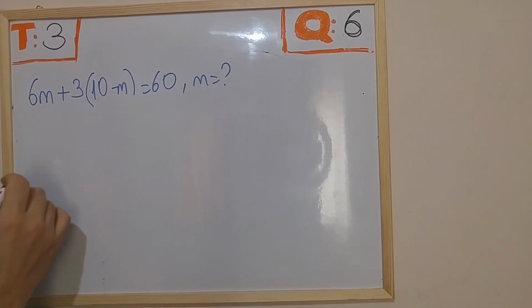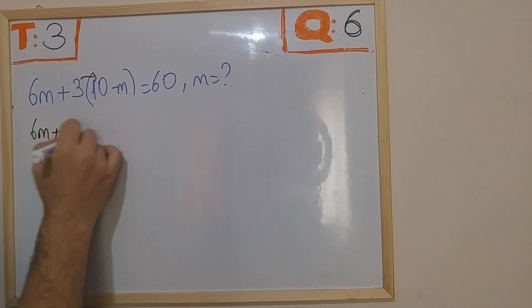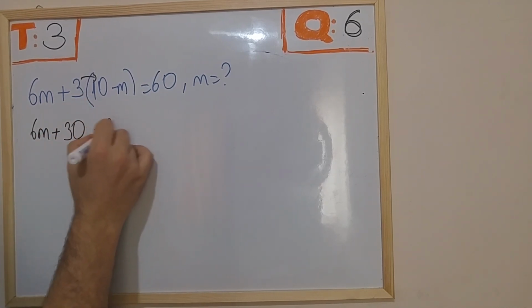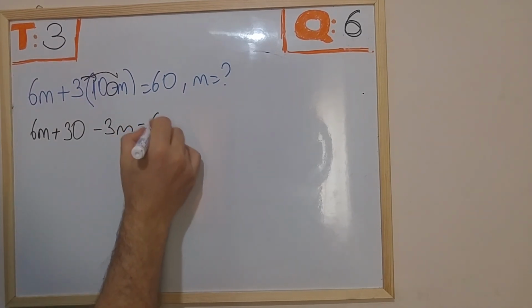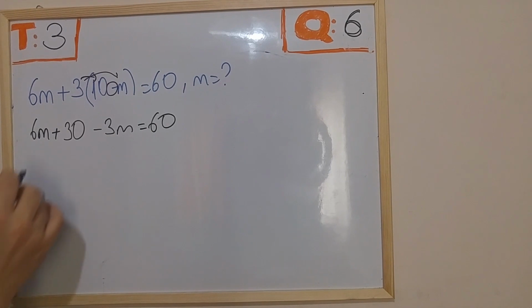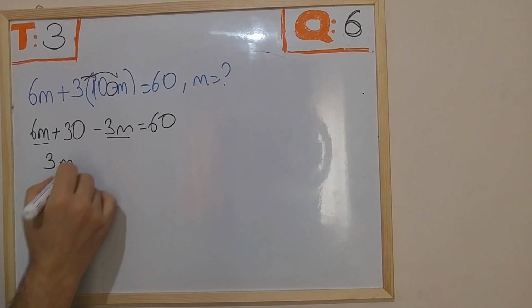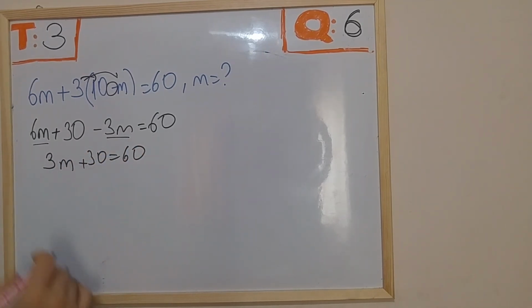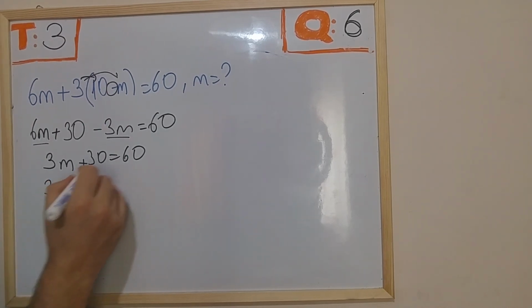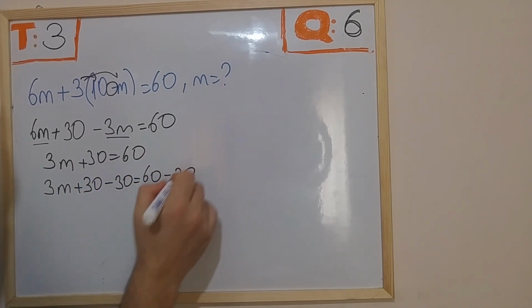Let's expand the parentheses first. 6m plus 3 times 10 is equal to 30 minus 3m, do not forget the minus sign here, is equal to 60, which gives us 6m minus 3m is equal to 3m, plus 30 is equal to 60. Now let's get rid of this 30 first by subtracting from both sides. 3m plus 30 minus 30 is equal to 60 minus 30.